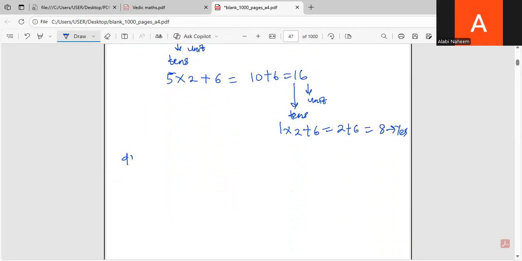And the last number we have here is 4,000. This is the unit digit, the rightmost digit. This is the tens digit.